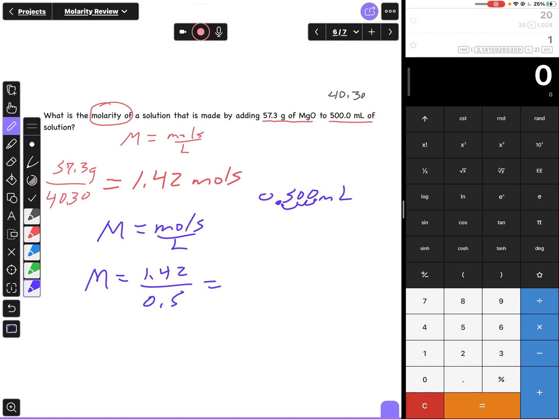And then I just take 1.42 divided by 0.5. And I get 2.84. And then my unit, since it's molarity, will be a capital M. So that would be a 2.84 molar solution, 2.84 moles per 1 liter of solution for this.